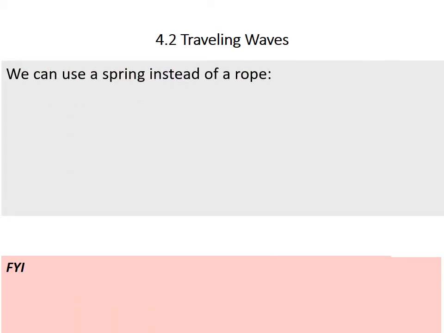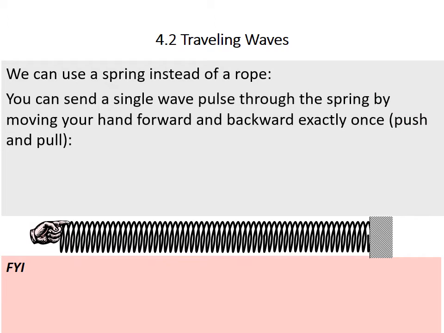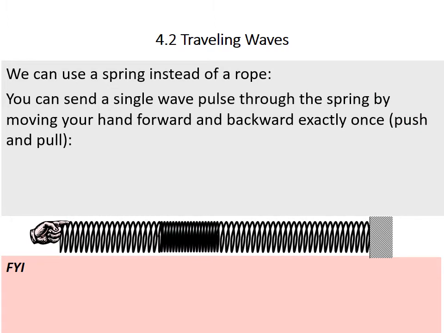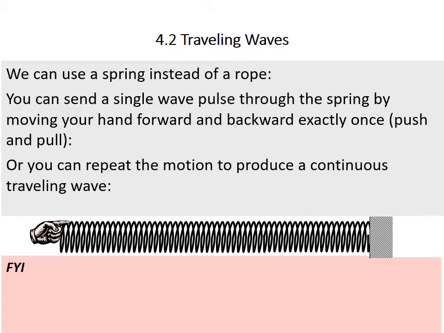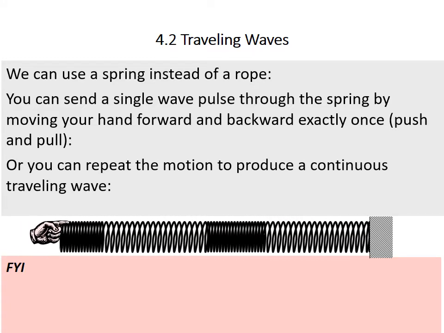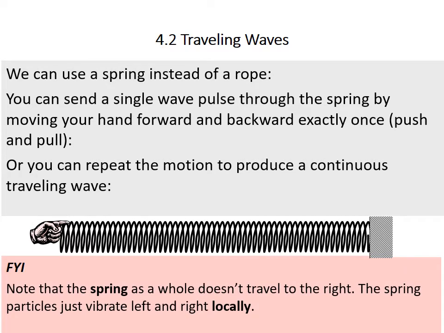Let's replace that rope with a spring, and the spring will be once again secured at one end. We can send one pulse down by compressing the spring, and you can see this pulse travels and is attenuated there in the animation. We can also repeat this motion continuously. You can see that these pulses move back and forth. Note that the spring as a whole does not travel to the right. Again, the particles in the spring just vibrate left and right locally.